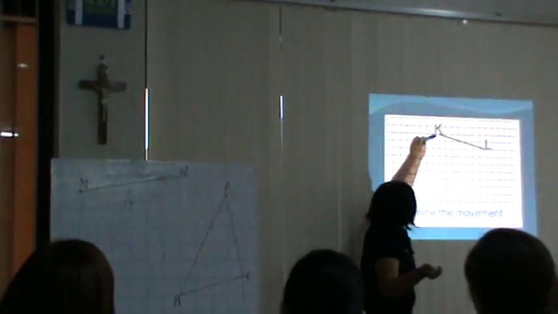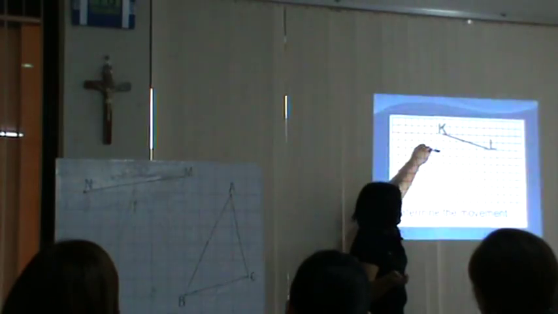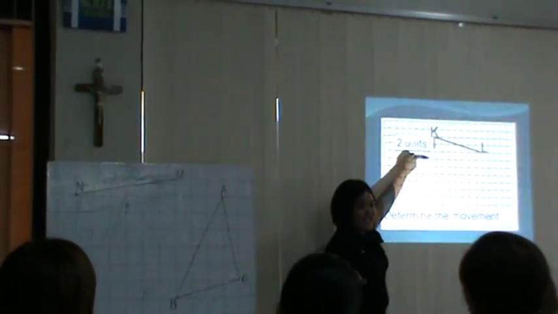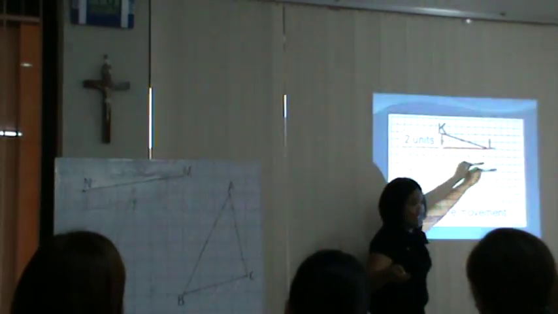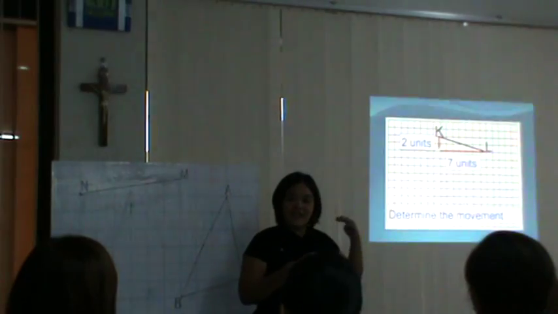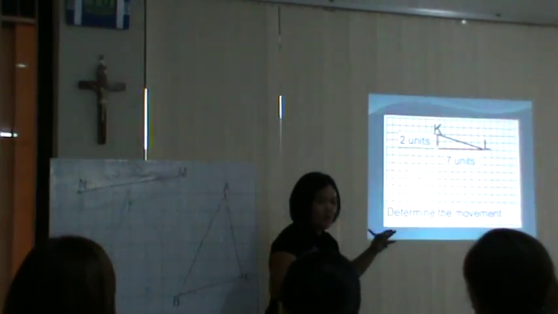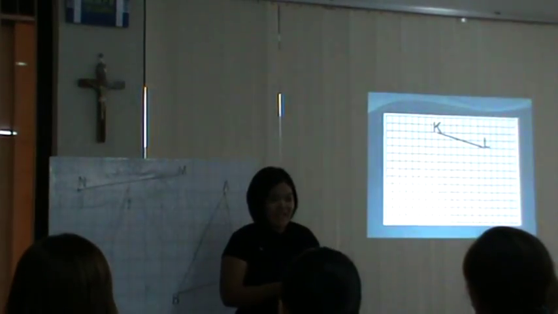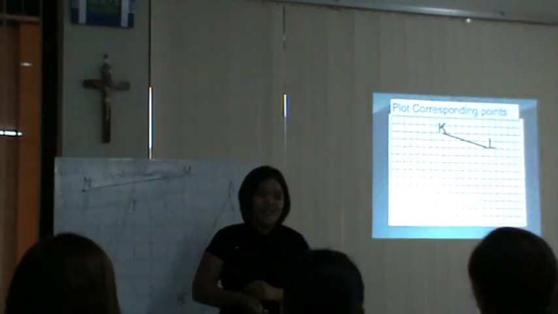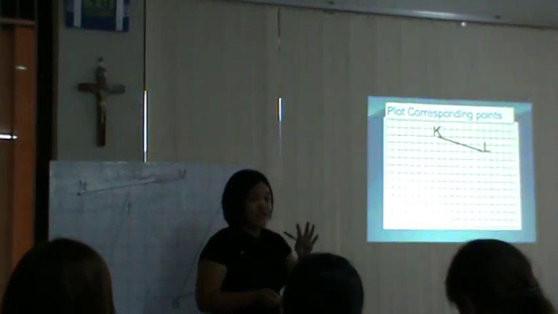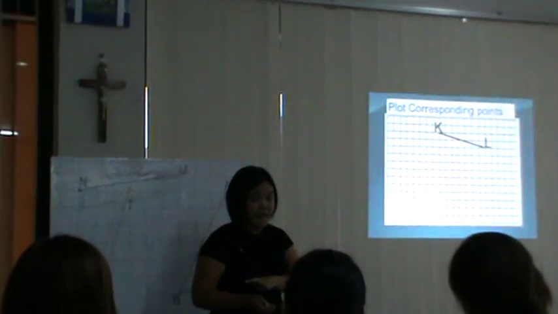Okay, let's see. K goes down. How many units? 2 units. And then goes to the right again. How many units? 7 units. So we have to keep that in mind so that we will be able to do the second step, which is to plot the corresponding points. To plot the corresponding points, we keep in mind the direction.